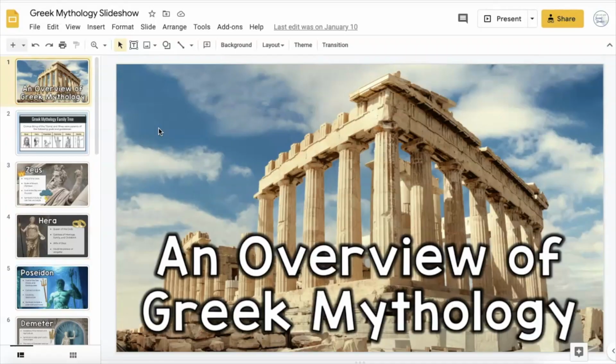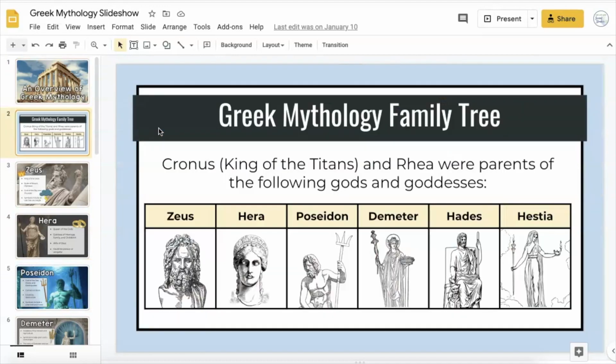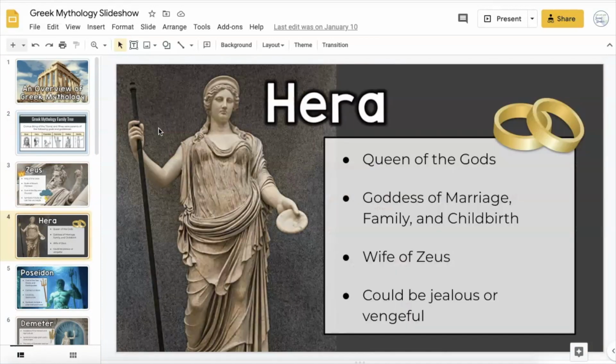You can't really do a Greece unit without getting a little bit into Greek mythology. Now, obviously, because it's mythology, the amount of time that you spend on this is just going to depend from teacher to teacher and what your preferences are. What we really do is at least just introduce them to the major Greek gods and goddesses. There's obviously a lot of them out there. It's just kind of like apps. There's an app for that. There's a god for that, like in ancient Greece.